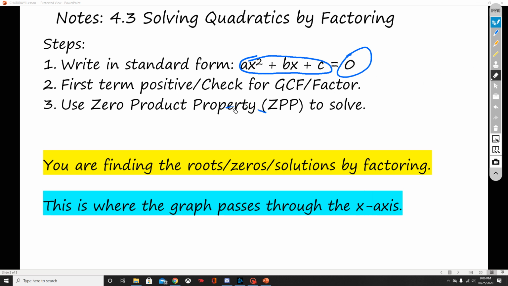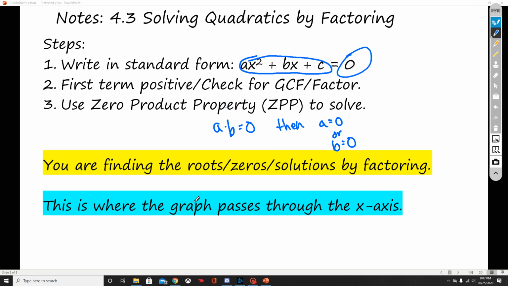What the zero product property says is that if you have two things, A times B, and their product is 0, then A is equal to 0 or B is equal to 0. That should make sense. If they're multiplied to be 0, then one of them has to be 0. That's going to be the idea when we find the factors, because if you have two factors multiplied together equal to 0, then either of the factors could be 0.